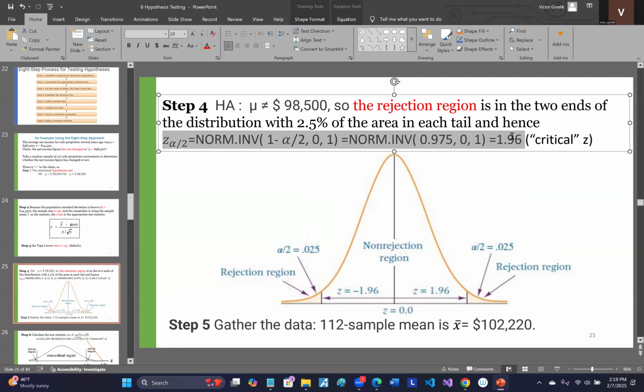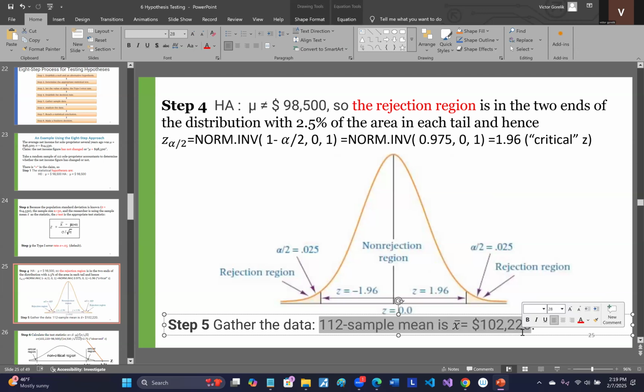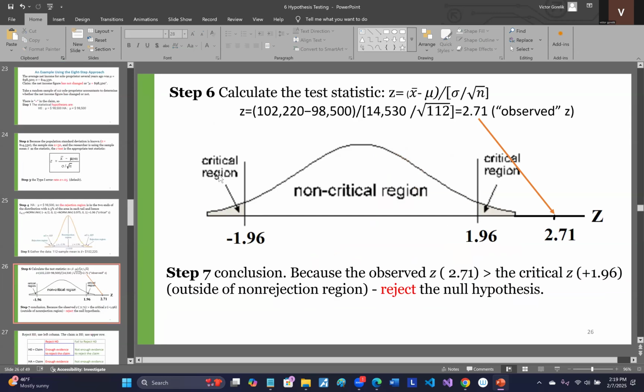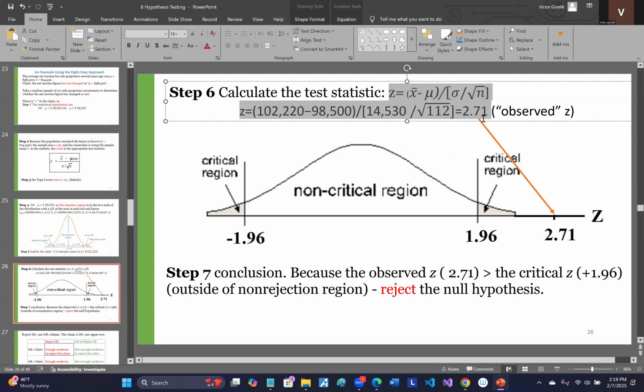Step 5. Gather the data. The sample size is 112, and the sample mean is $102,220. Step 6. Calculate the test statistic. The sample mean minus the claimed mean over the population standard deviation over square root of the sample size is 2.71.